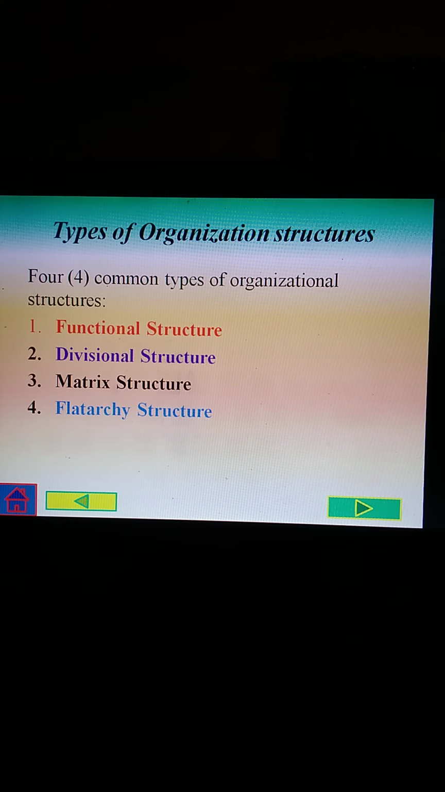So we found out, based on research, that there are different types of organization structures, and different businesses may choose which one suits them best, which one works for you. So we're going to look at the 4 common types. One which is functional structure, divisional structure, matrix structure, and then we have the flat structure.